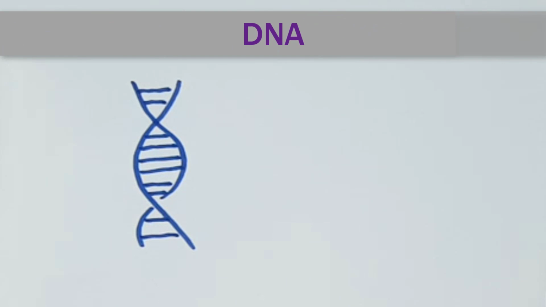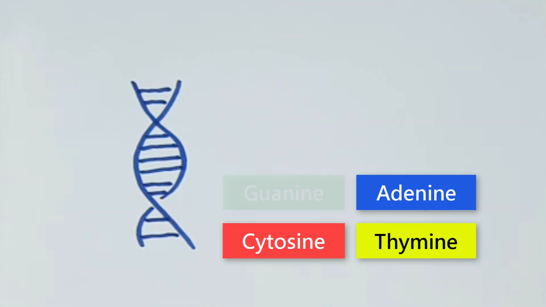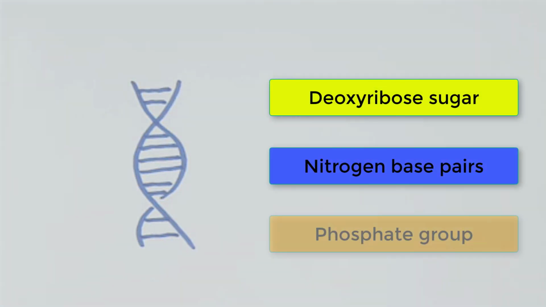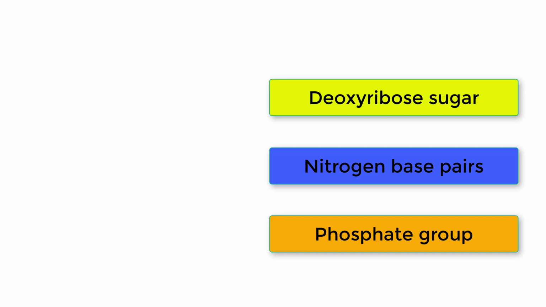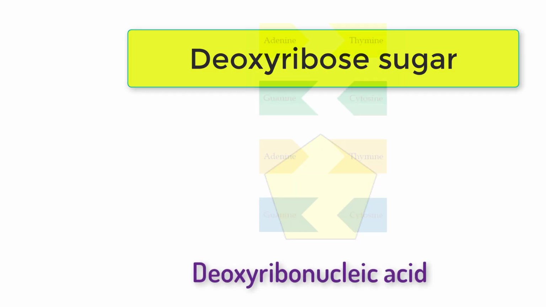DNA is made up of many nucleotides. So what is each nucleotide made up of? We need 3 units to build up our DNA: deoxyribose sugar, nitrogen base pair, and phosphate group. Deoxyribose sugar is a pentose sugar, a 5-carbon sugar molecule. DNA gets its name from deoxyribose sugar molecule, that is deoxyribonucleic acid.